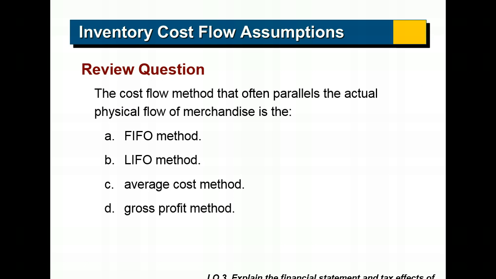So the cost flow method that often parallels the actual physical flow of merchandise is A, FIFO, B, LIFO, C, average cost, or D, gross profit method.